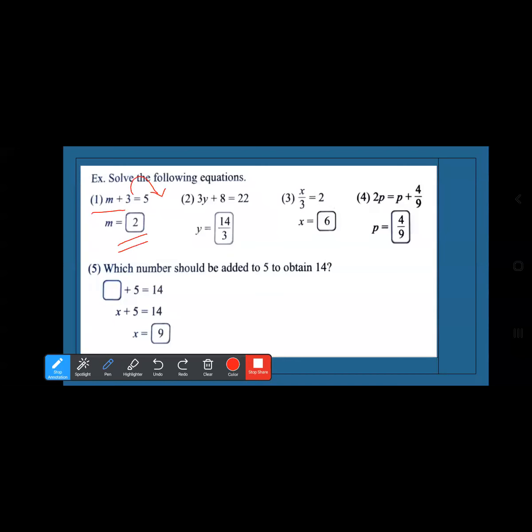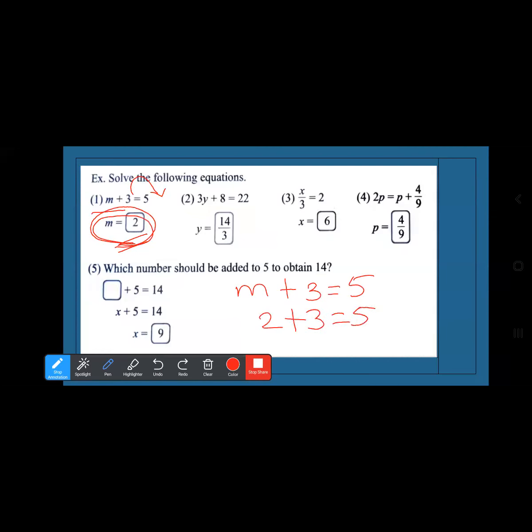2. Okay. Now this value of m, if I resubstitute in the original equation, what is the original equation? m plus 3 equals 5. So what value have I got for m? 2. That value, if I substitute, 2 plus 3 equals 5.